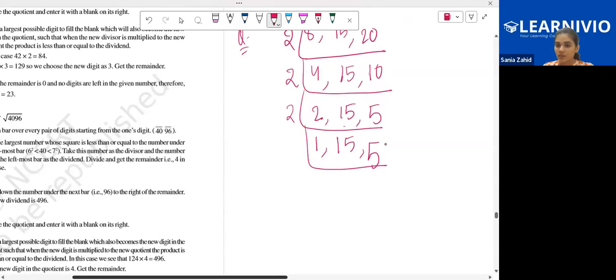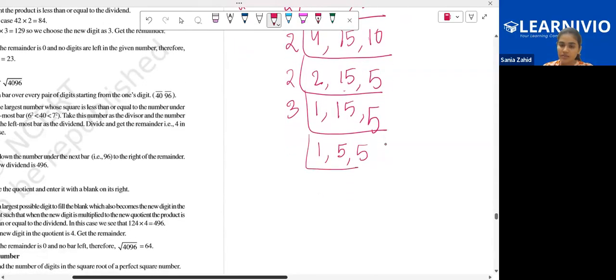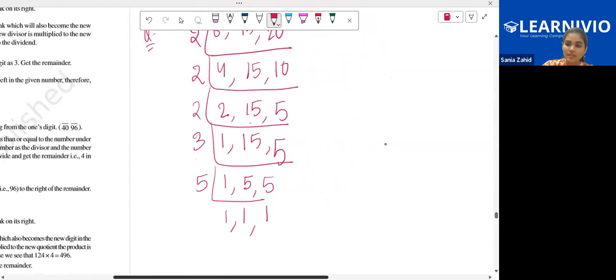Obviously 1 is divisible by all the numbers. You've already taken 2 to check for 3. Can you take 3 or not? Yes, ma'am, you can. Yes, you take 3. 1 remains as it is. 15 changes to 5. 5 remains as it is. Ma'am, why does 15 change to 5? 3 into 5 times is 15. Then 5, 1 remains. 5 into 5. Now you have 1, 1 and 1. Now you can stop.